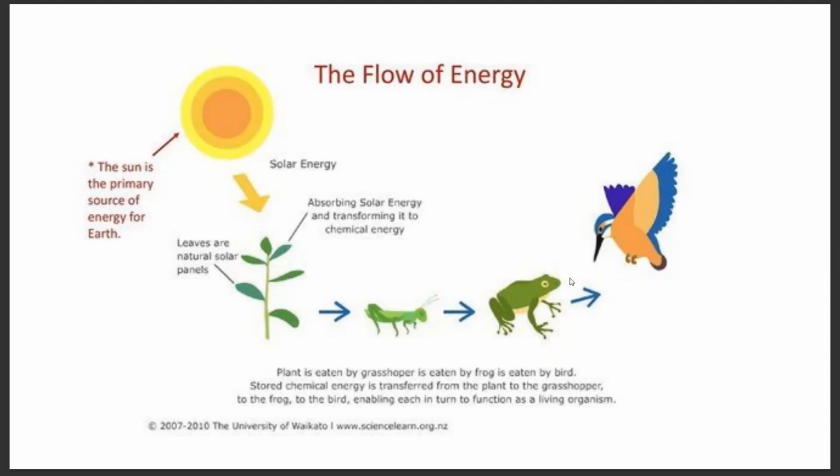Secondary consumer. Now, in this food chain, the secondary consumer is the frog. They consume primary consumers. So, they are meat eaters, carnivores. Then the third consumer is the organism that feeds on the secondary consumer, the top carnivores.